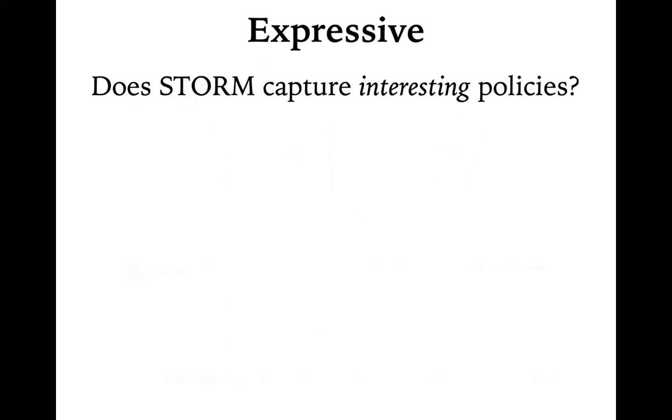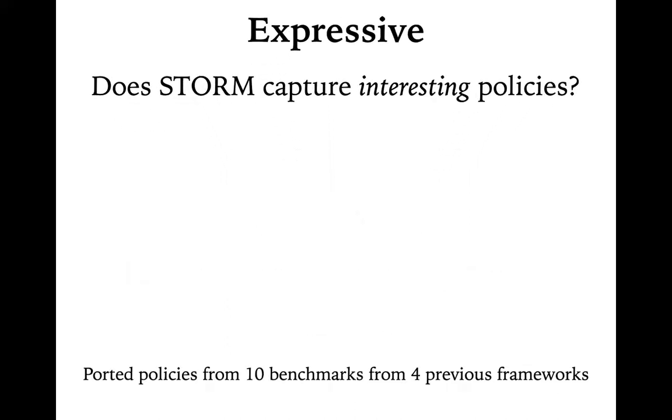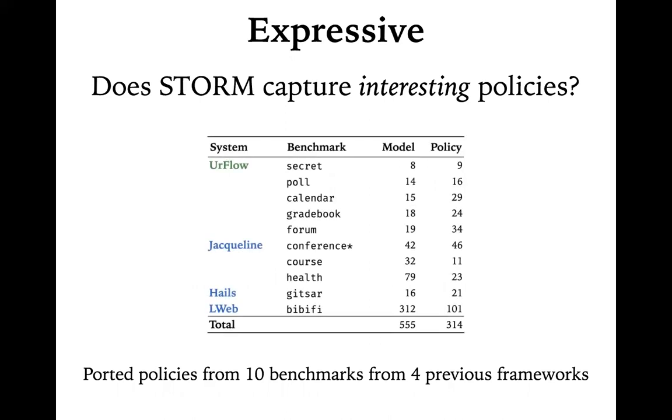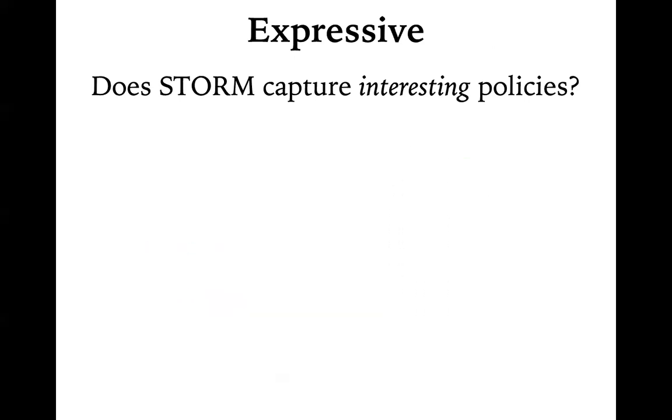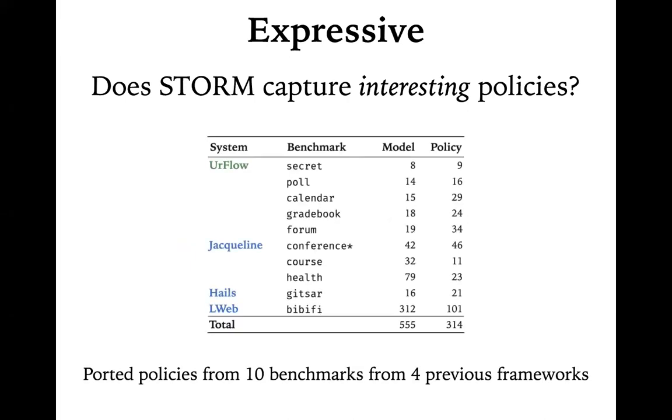Does it capture interesting policies? So what we did is we looked at, I think, four different previous frameworks that aim to do this kind of thing. Ur/Flow is a static framework, and Jacqueline, Hails, and LWeb are dynamic frameworks. As Professor Shamsundar said, they use this label style. Actually, Jacqueline doesn't. Hails and LWeb use labeled IO, and Jacqueline uses something called faceted computation, right? So they have various different case studies from all of these with various kinds of security policies.